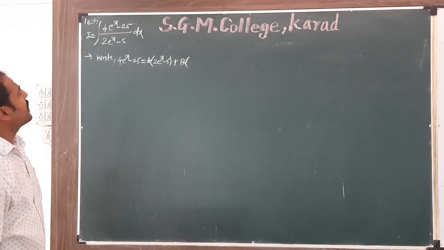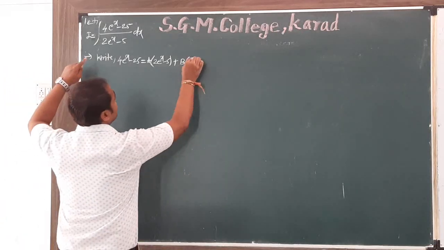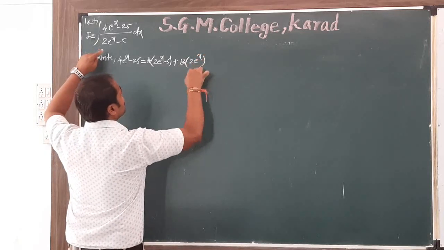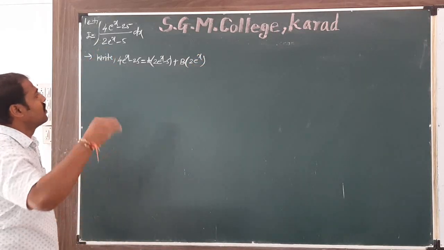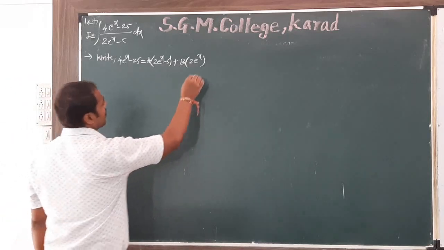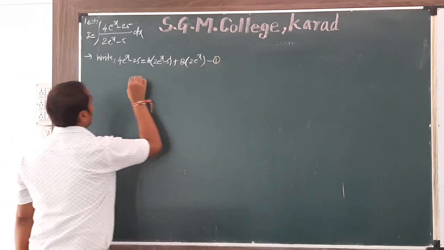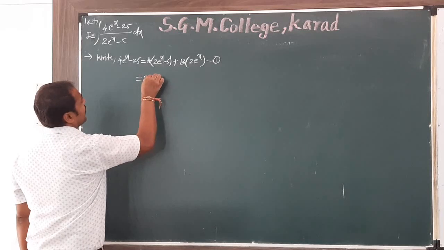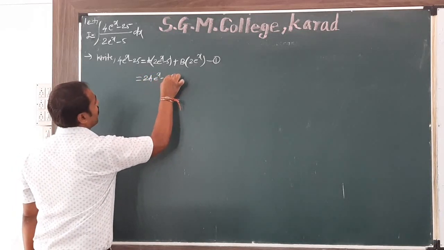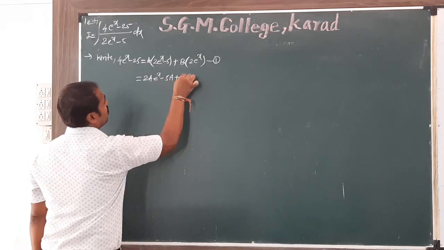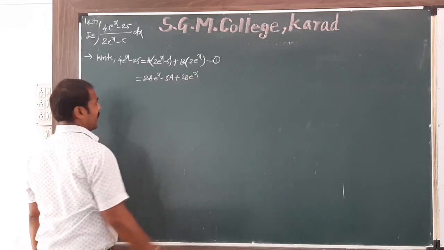Look at here, derivative of denominator is e raised to x minus derivative of 5, which is what? 0. So don't write it. It's our equation number first. On multiplication, I can write this as 2a e raised to x minus 5a plus 2b e raised to x.